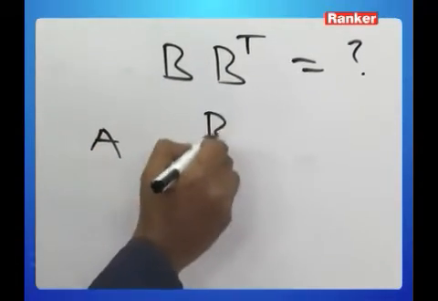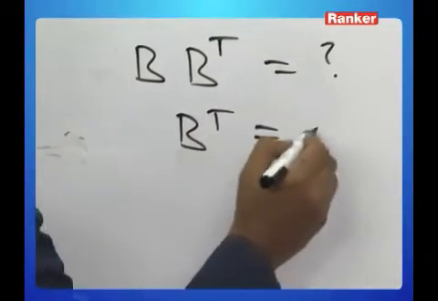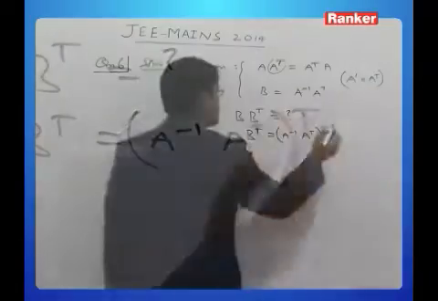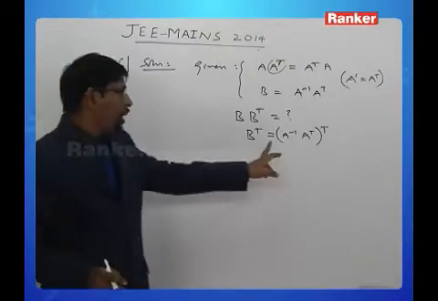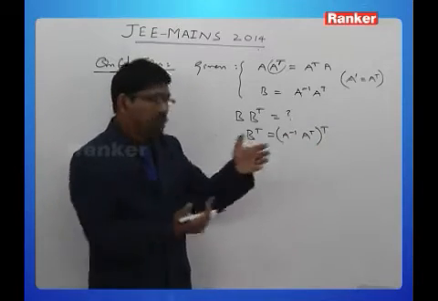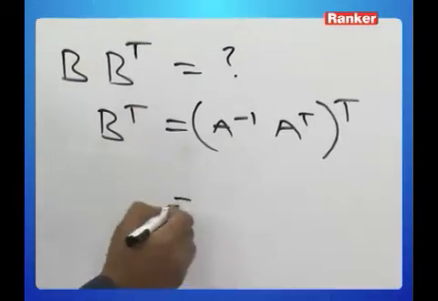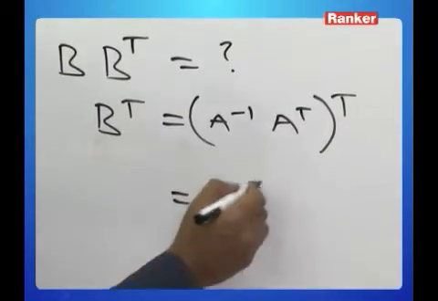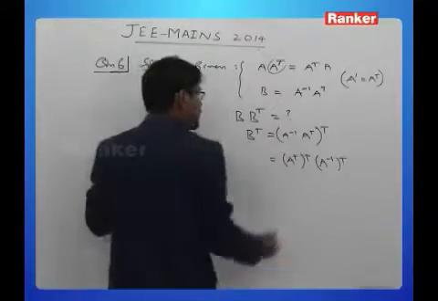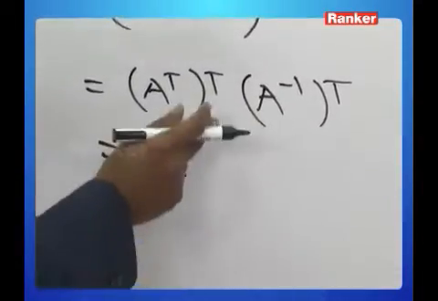What is B transpose? B transpose is equal to A inverse into A transpose the whole transpose. When you multiply two matrices and take the transpose, when you're taking the transpose of the individual matrices, the order will be reversed. So now this will be A transpose transpose into A inverse transpose. So that A transpose, double transpose is A.